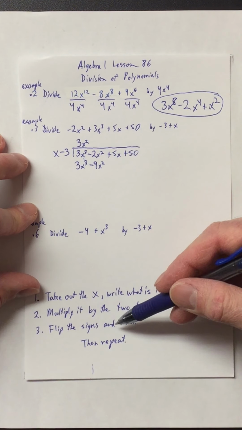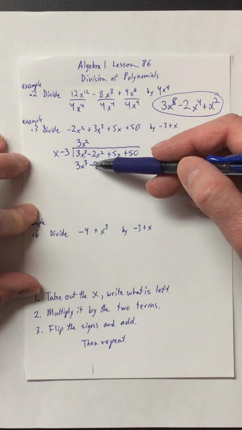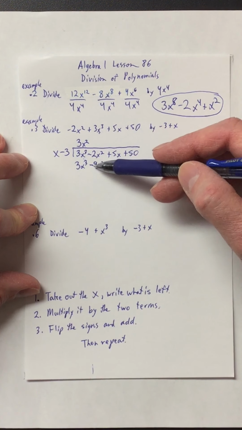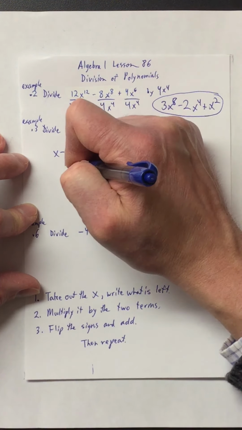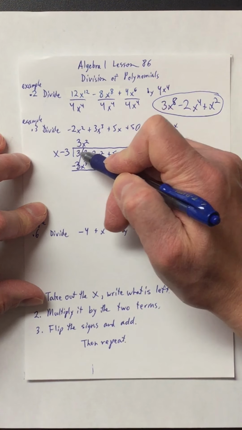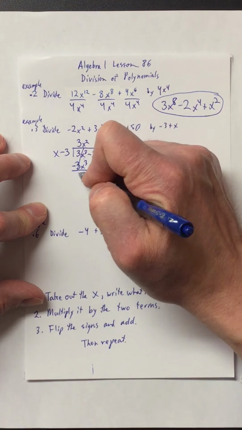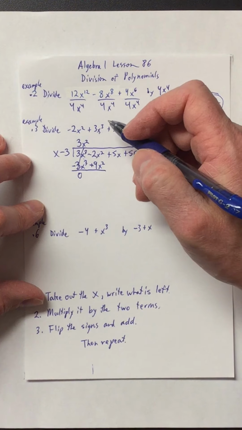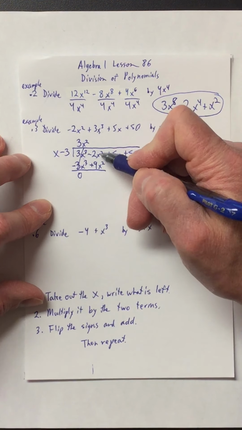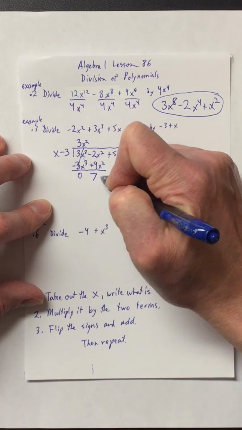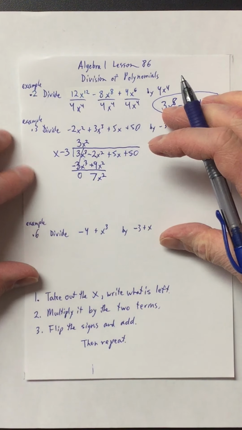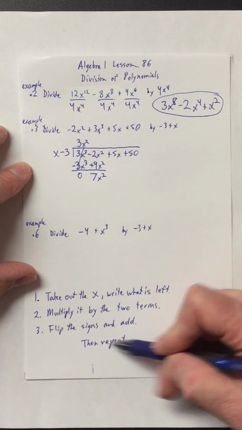My third step is to flip the signs inside of this second line here and then add them. So this one becomes a negative, this one becomes a positive, and I'm going to add. Now, by design, these first 2 cancel and give me 0. That's what we want to happen. Then I look at my second 2, I got a negative 2 plus 3. That's going to give me a 7x squared. All right, then I repeat.